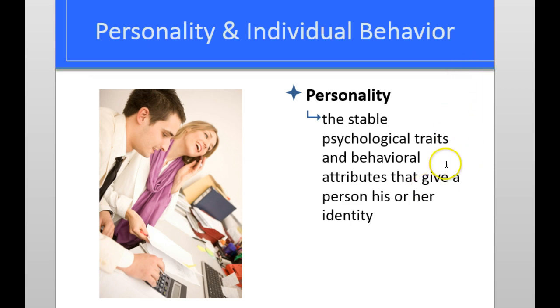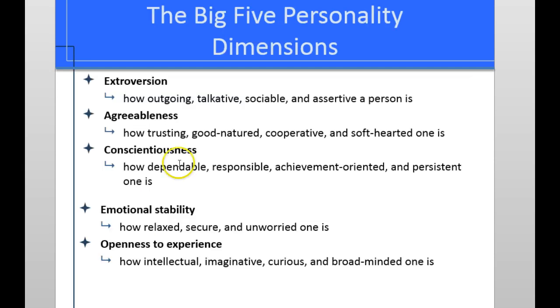We're looking at personality and individual behavior. Personality is defined as the stable psychological traits and behavioral attributes that give a person his or her identity. And we all know what personality is. There are some favorable personalities. There are some difficult personalities. There are some that you just don't give too much of a consideration to.